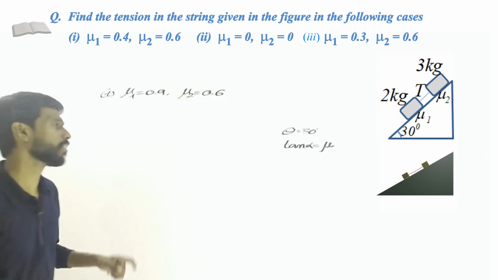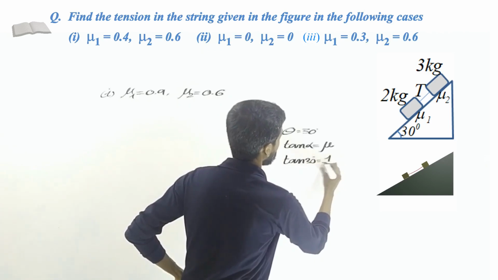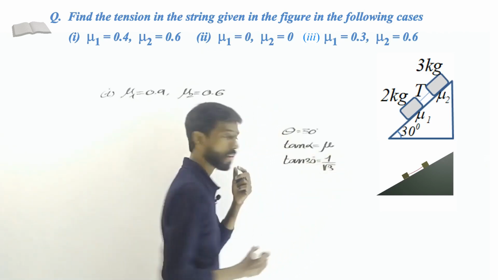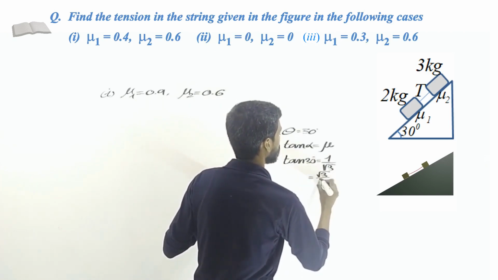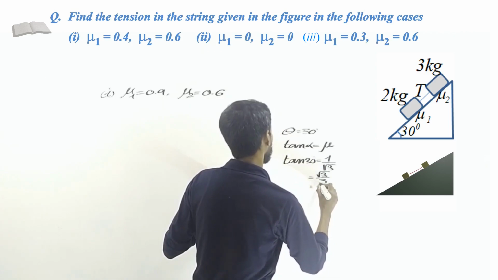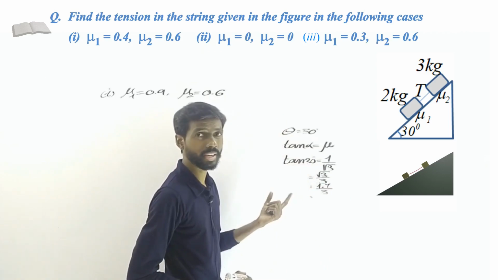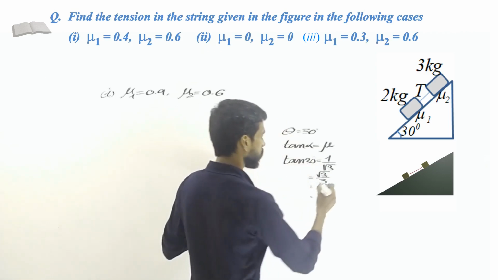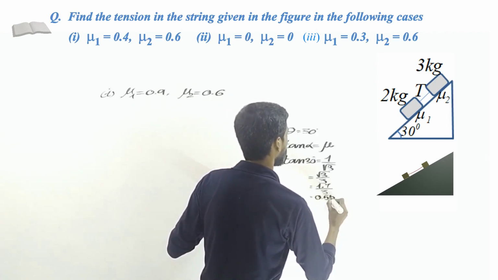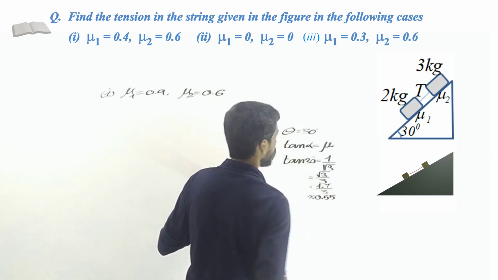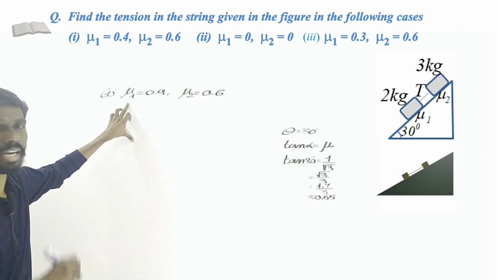First of all, let's calculate tan 30 degrees. What is the value of tan 30 degrees? That is 1 by root 3. What is its value approximately? We can take it as root 3 divided by 3. Root 3 is approximately 1.7, so divided by 3, it is less than 0.6, maybe 0.55. Approximately, you take 0.55.